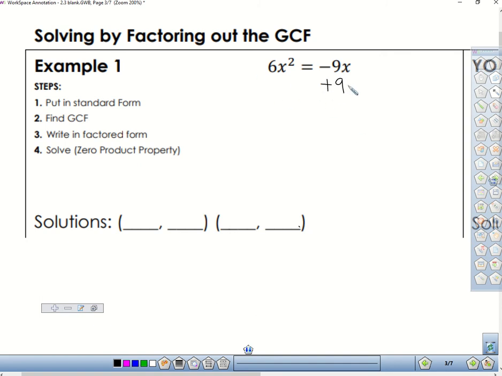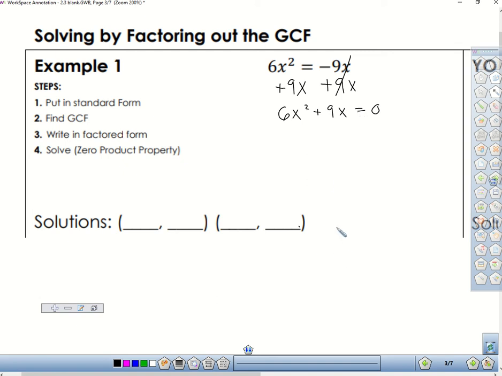So I'm going to add the 9x to both sides. You want to get all the factors and terms to one side. So that leaves me with 6x squared plus 9x equals 0. So that's the first thing you want to do. And we call this standard form because you've gotten everything to one side.